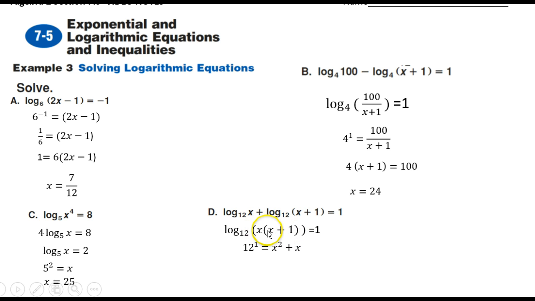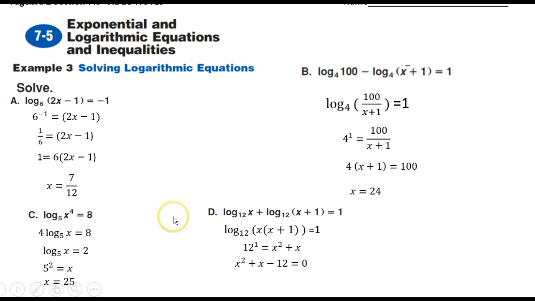But when I multiply x times parentheses x plus 1, I get x squared plus x. Now that should look kind of weird to you at first. We're not going to be able to solve it, but we're going to use our rules from quadratics. We're going to subtract 12 from both sides, and now it looks like a simple factoring problem where we say what multiplies to give me negative 12 and adds to give me 1.